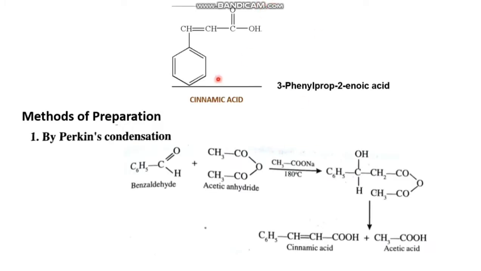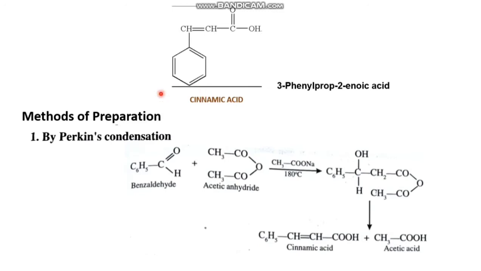The molecular formula of cinnamic acid is C6H5CH=CHCOOH. This is the molecular structure of cinnamic acid. Cinnamic acid is an unsaturated acid, and the IUPAC name of this cinnamic acid is 3-phenyl prop-2-enoic acid, or 3-phenyl propionic acid.